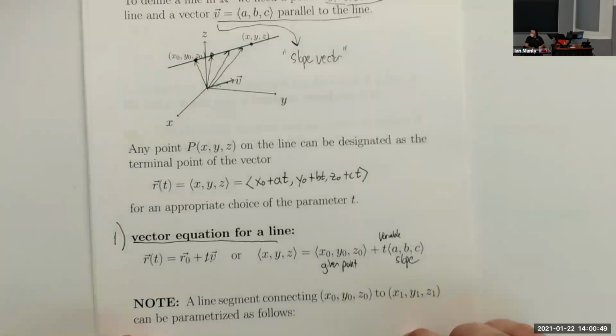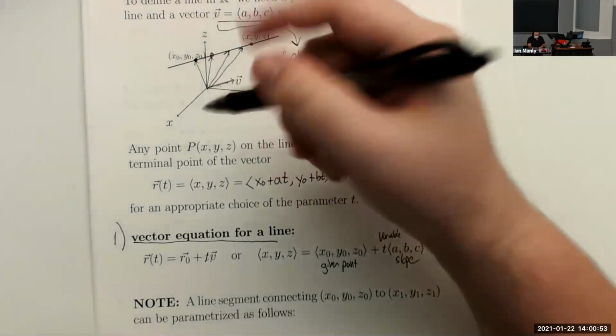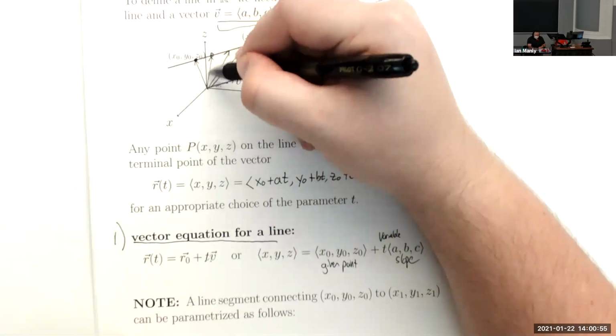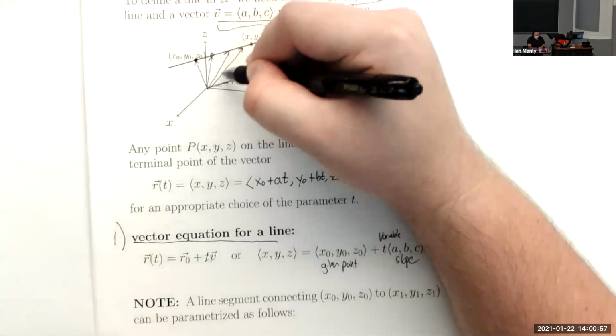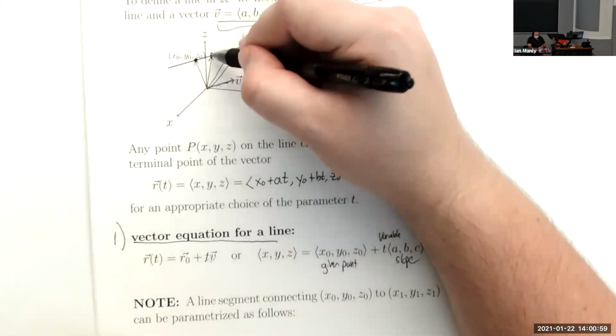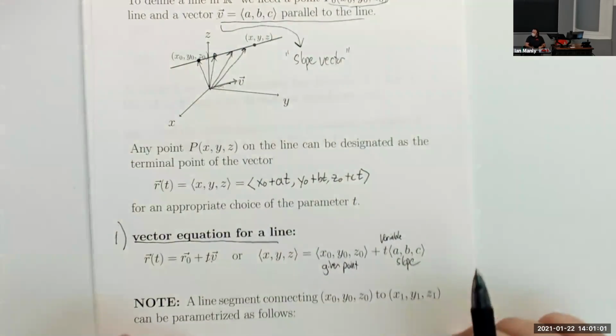Is the vector r of t the line, or is it just pointing to the line? It's pointing to the line. R of t, depending on what t is, is pointing to different places on our line right here. All right.